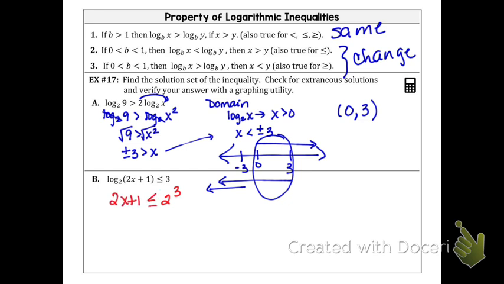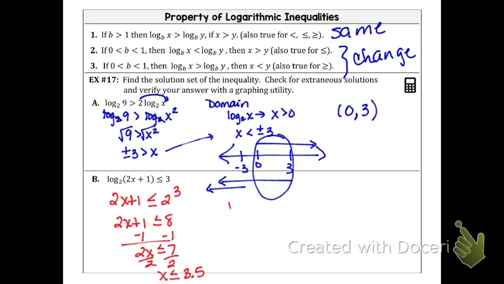But for inequality's sake, the 2x plus 1 has to stay on the left side because that's where its log is at. All right, my base is 2, which is greater than 1. But this one we can go ahead and keep solving. So we got 2x plus 1 is less than or equal to 8. Subtract the 1. 2x is less than or equal to 7. Divide by the 2. And so we get x is less than or equal to 3.5, or 7/2.